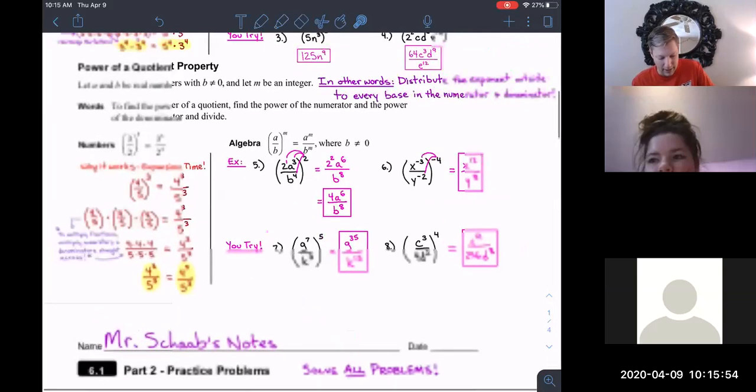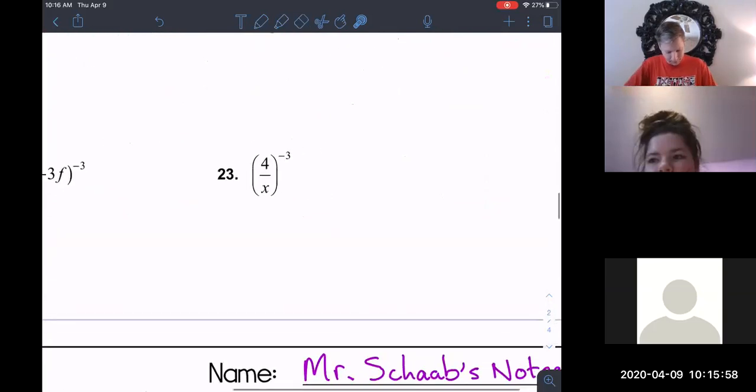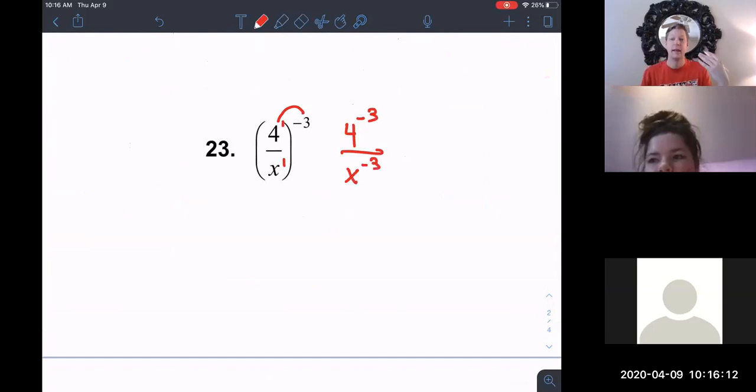All right, so if we apply that down on number 23, we're going to do 4. Remember, both of these have an exponent of 1 right now. So 4 to the negative 3rd on top, and x to the negative 3rd on bottom, okay? Now what do we have to do next? Because we can't leave our answer like this.